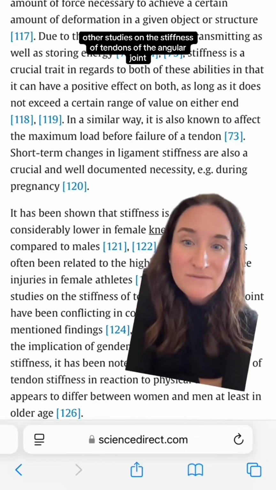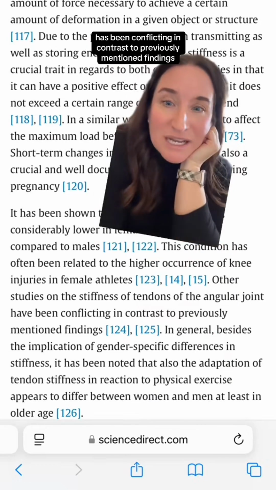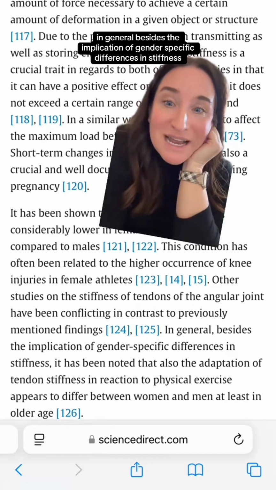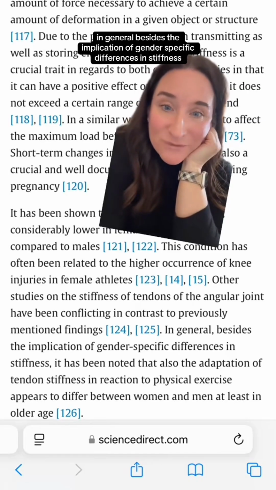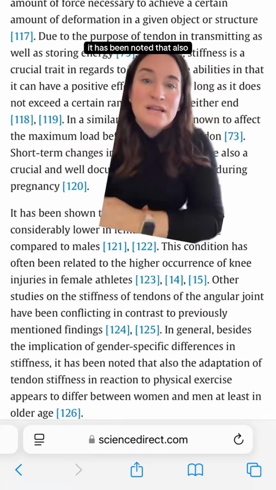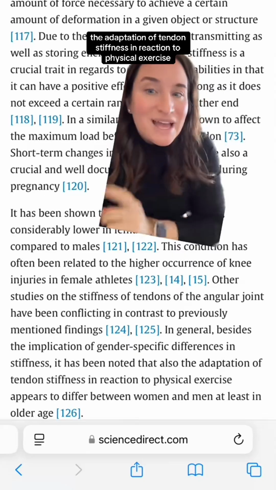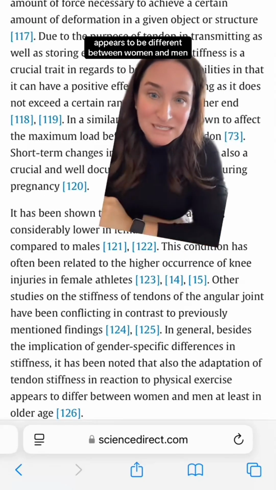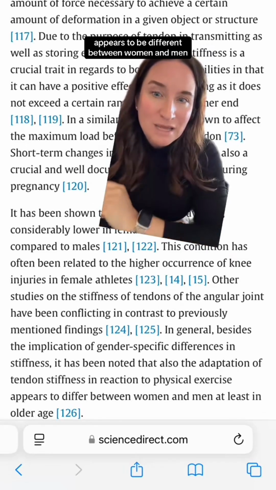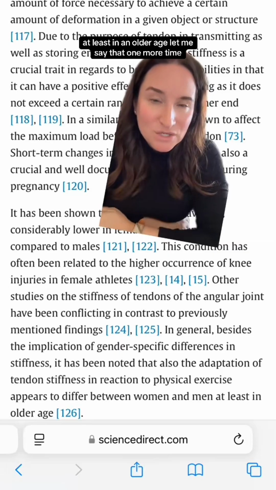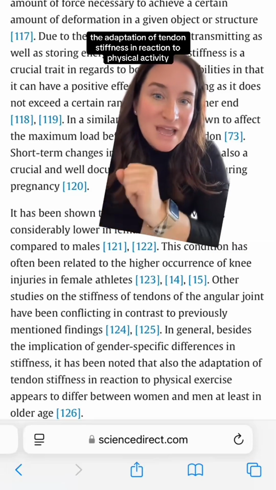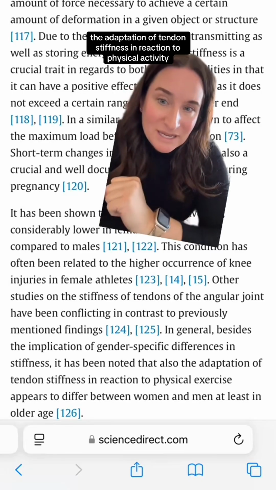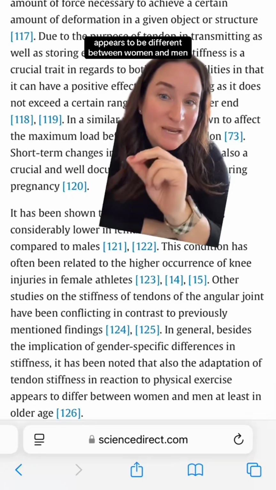Other studies on the stiffness of tendons of the angular joint have been conflicting in contrast to the previously mentioned findings. In general, besides the implication of gender-specific differences in stiffness, it has been noted that also the adaptation of tendon stiffness in reaction to physical exercise appears to be different between women and men, at least in an older age. Let me say that one more time. The adaptation of tendon stiffness in reaction to physical activity appears to be different between women and men, at least in older age.